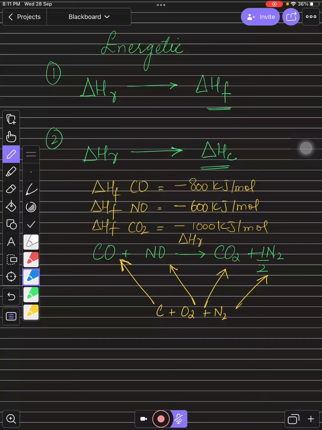Carbon monoxide form होगी तो 800 डिग्री सेंटीग्रेड, और नाइट्रोजन मोनोऑक्साइड फॉर्म होगी तो 600 डिग्री kilojoules per mole, right? And जब कार्बन डाइऑक्साइड फॉर्म होगी तो 1000 kilojoules per mole, right? And नाइट्रोजन जब फॉर्म होगी it should be 0 because it is in the elemental form, right? And this is to be identified.